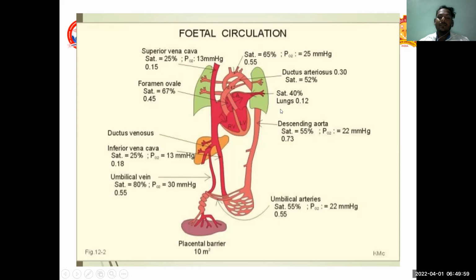In lungs, saturation is 40%. In foramen ovale, saturation is 67%. In superior vena cava, saturation is 25% and PO2 is 13 millimeters of mercury. In case of ascending aorta, the saturation is 65% and PO2 is 25 millimeters of mercury.